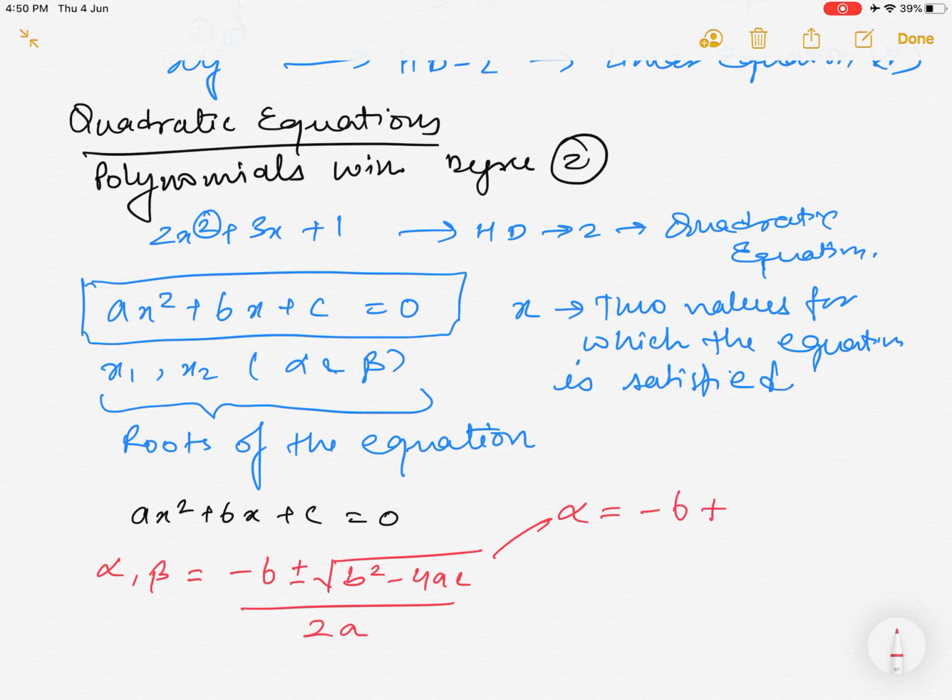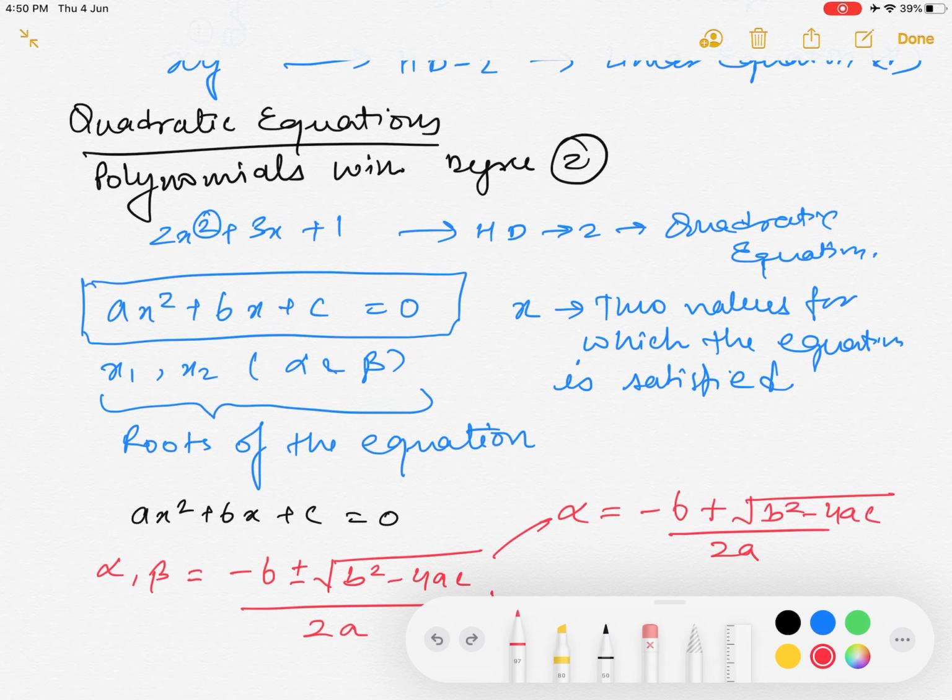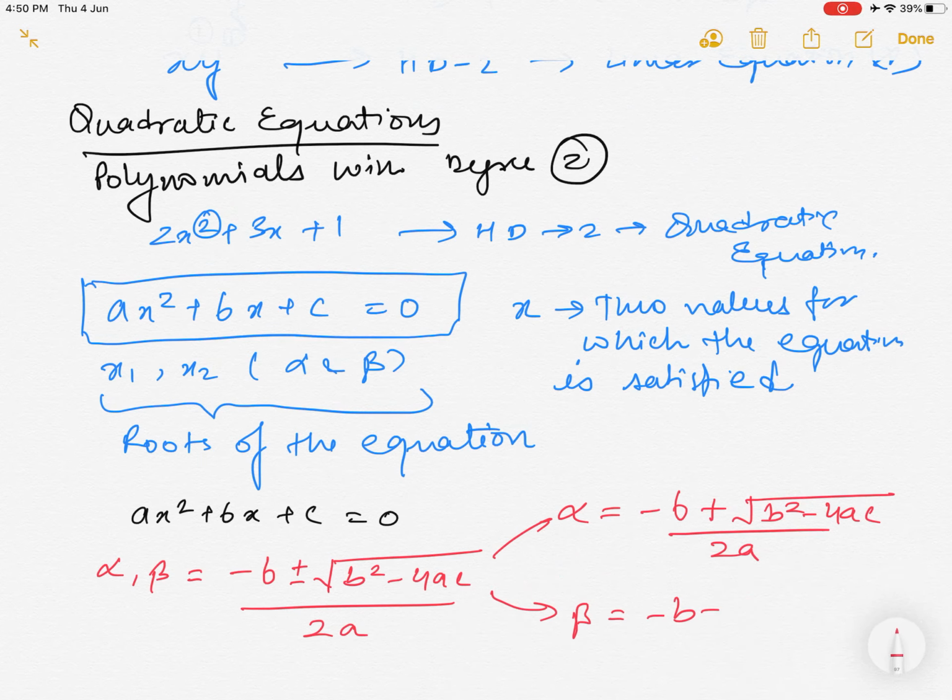So which one is alpha, which one is beta? You can take any one as alpha, any one as beta. But let's say I'm taking alpha first. So it can be written as minus b plus, I'm taking the plus sign first, root of b squared minus 4ac divided by 2a. And if I ask you what is beta, it will be minus b minus, because plus we have already considered, right? So minus root of b squared minus 4ac divided by 2a. So these are the two roots.